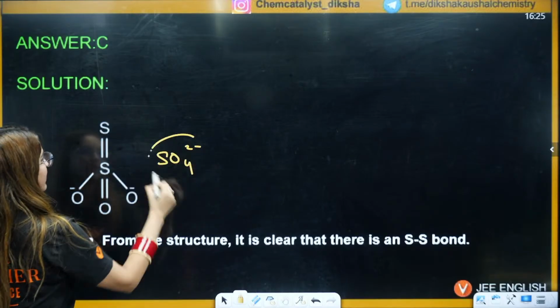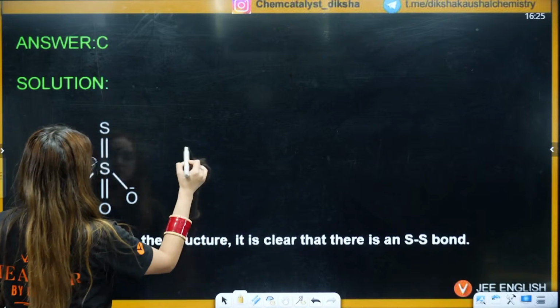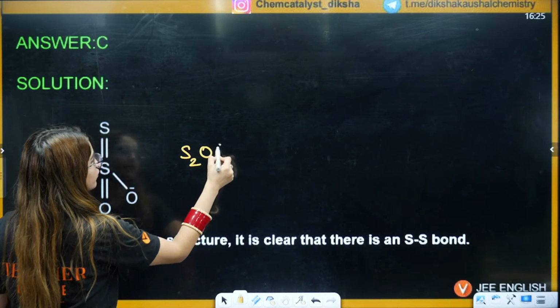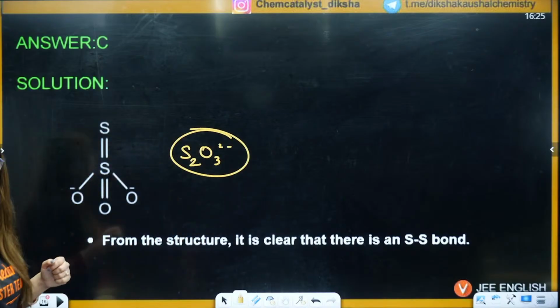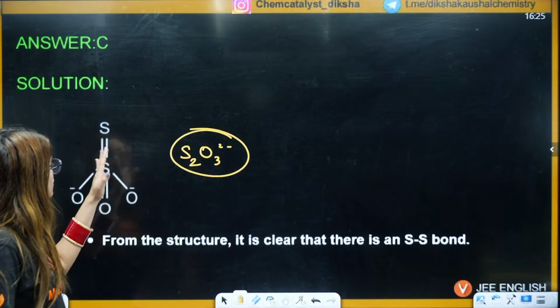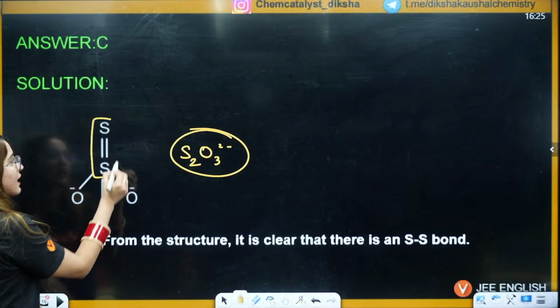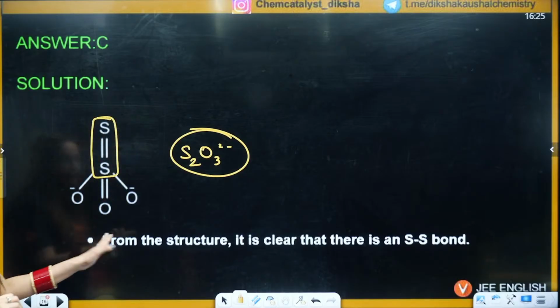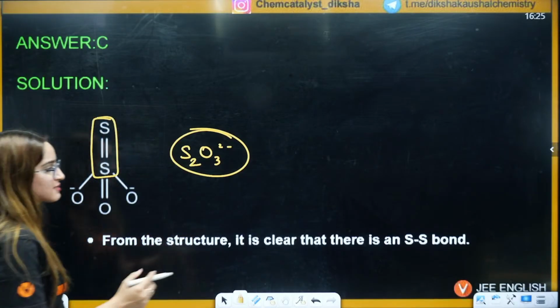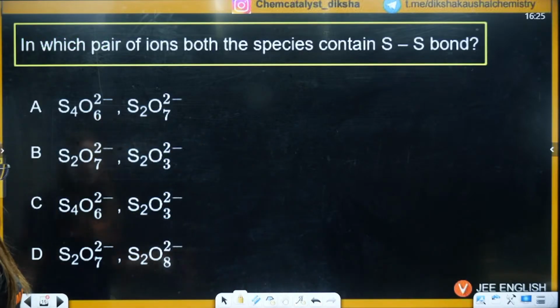SO4 2 negative, wait a minute, this is not SO4 2 negative, this is S2O3 2 negative, right? Very important compound. So here you can see there is a direct S-S bond. From the structure it is clear that there is an S-S bond, so the answer is going to be C, the correct answer here.